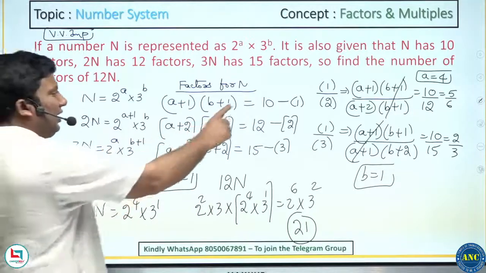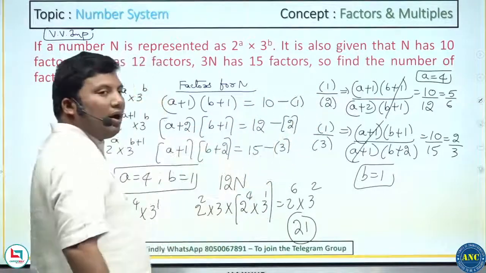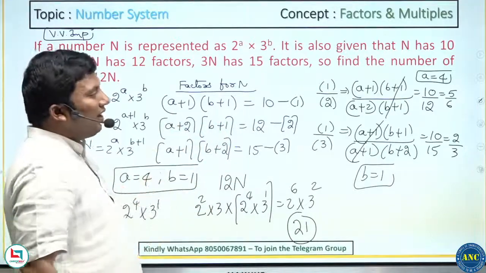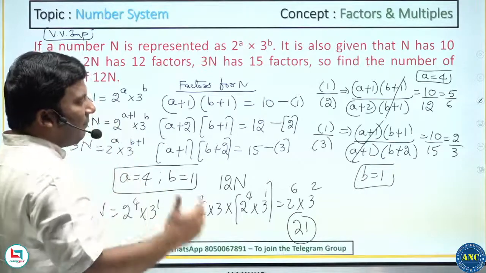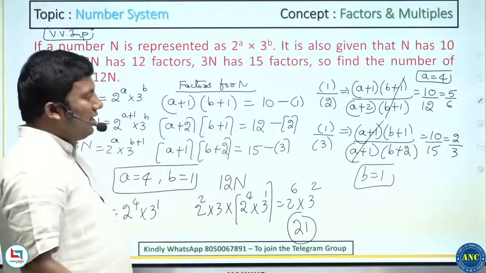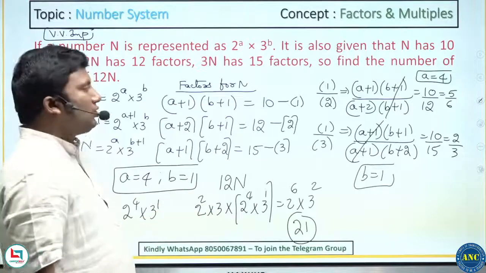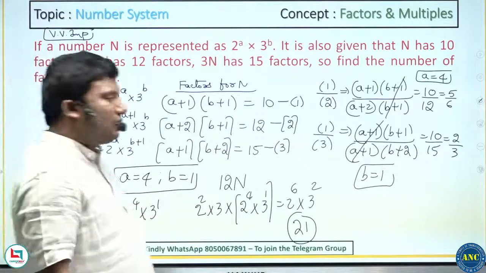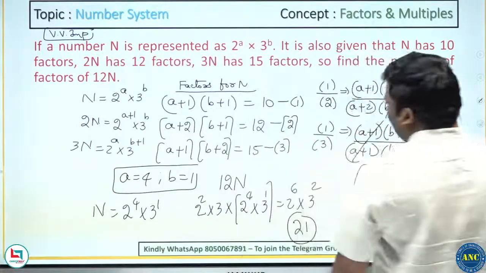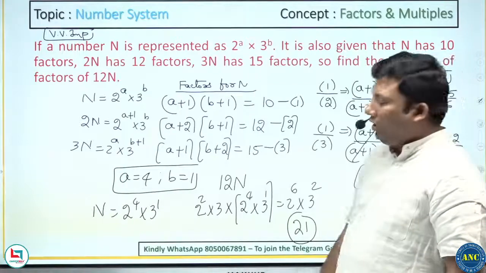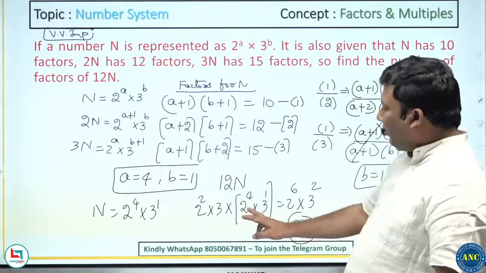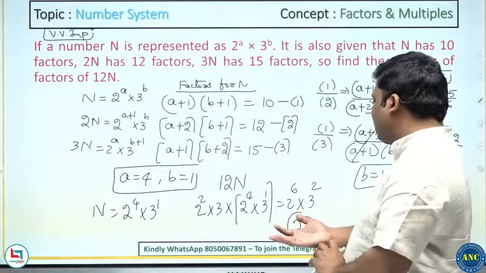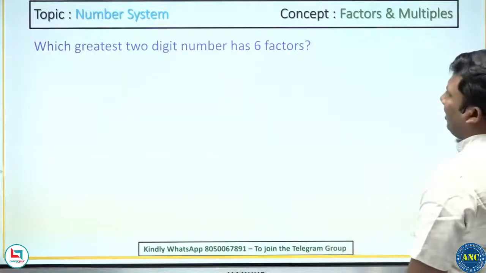Very, very easy. If you can do one equation with 1 by 2 and 1 by 3, just by looking at the question itself, you are getting the value of A. A plus 1 is 5, A plus 2 will be 6. B plus 1 is 2, B plus 2 will be 3. Once you got the values of A and B, then it is nothing but a substitution. A value 4 and B value 1, so this will be 2 power 4 into 3 power 1. 12n will be 12 is 2 square into 3, 2 power 6 into 3 power 2. 7 3s are 21. I hope this idea is clear.